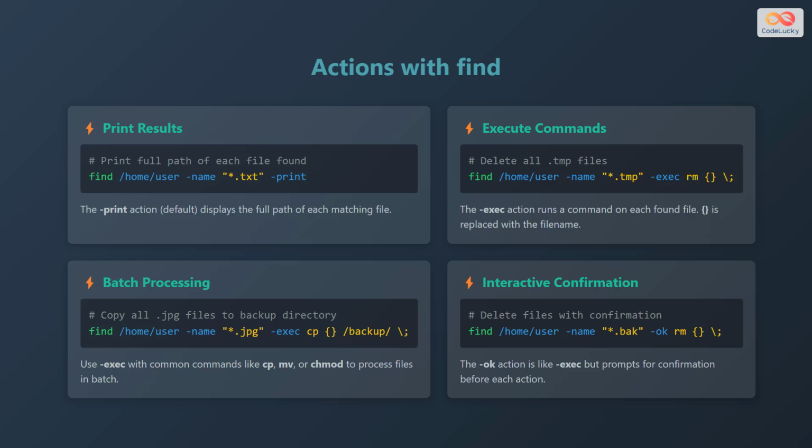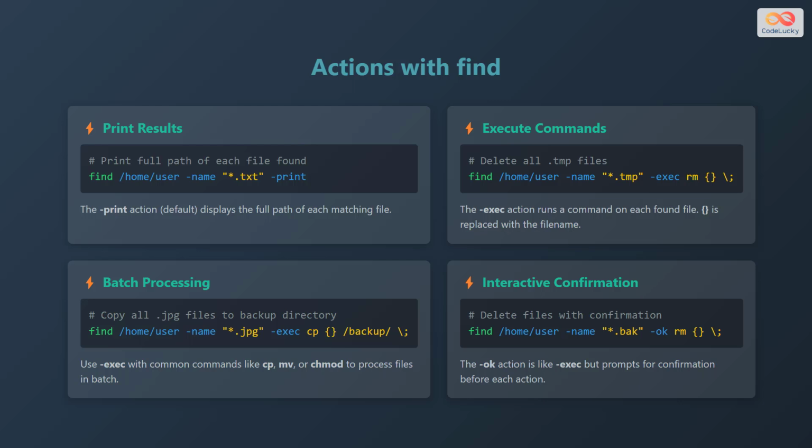You can use -exec with common commands like cp, mv, or chmod to process files in batch. For example, find /home/username -name "*.jpg" -exec cp {} /backup/ \; will copy all .jpg files to the /backup directory.